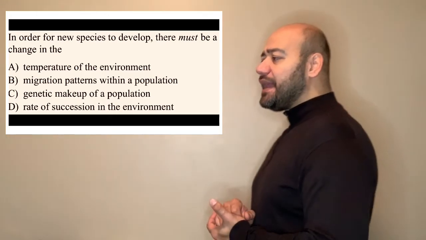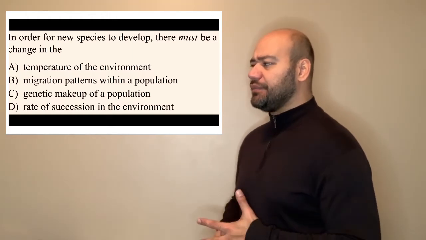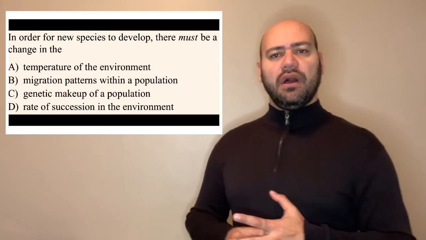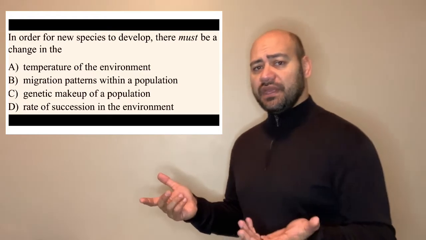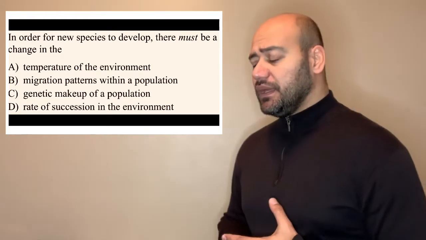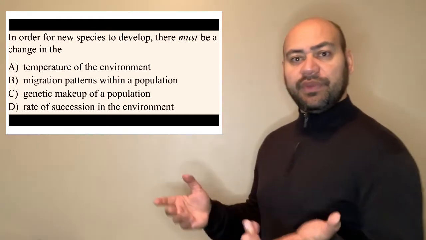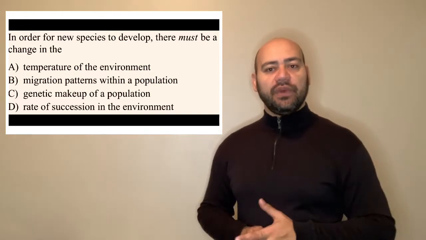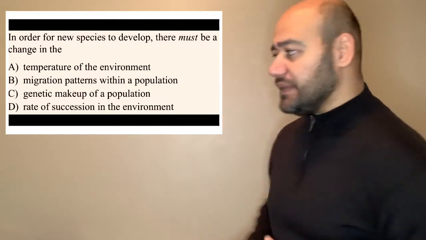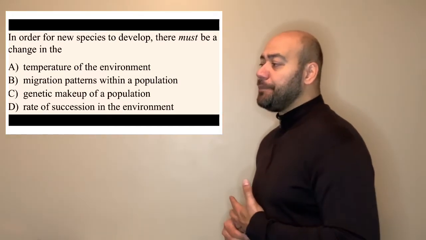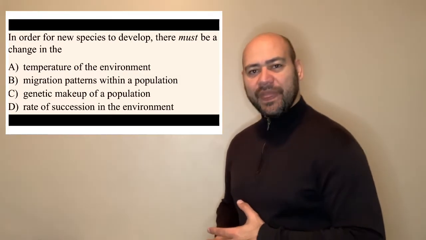C, genetic makeup of a population. There must be a change. Okay, in order for a new species to develop, there must be a change in the genetic makeup of a population. That's an interesting one, because if you genetically change something or cause mutation, technically, yeah, definitely some feathers will fall, a tail will disappear, but things will change, things will become weird, right? So I like that answer. We're gonna pause on that because we don't know about D yet. D says rate of succession in the environment. There must be a change in the rate of succession. I don't think that really matters. So C is the right answer.